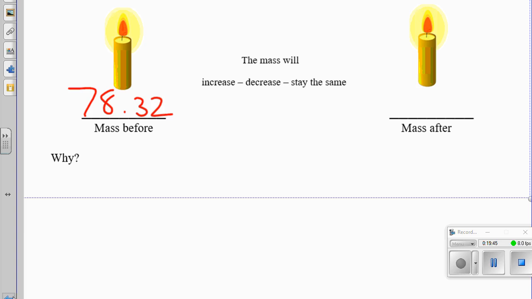What I'm going to do is take it and light it. And then I'm going to let it burn while we have our conversation today. I want you to pick one and tell me, what do you think is going to happen? Is the mass going to increase, decrease, or stay the same when Peter takes the mass again in about 15 minutes? So give it a circle. Let's see if you can get it right.